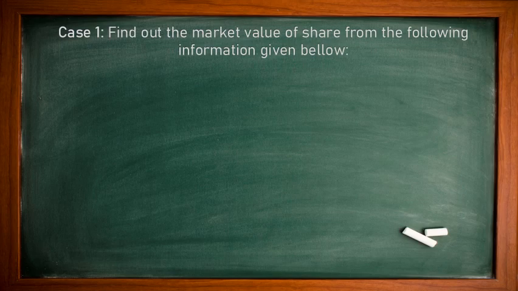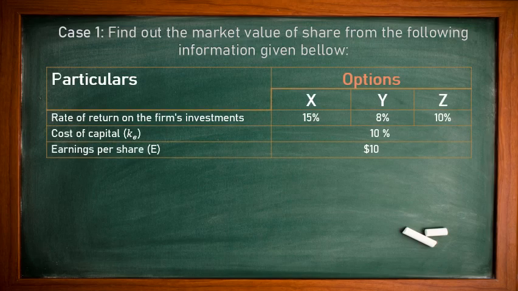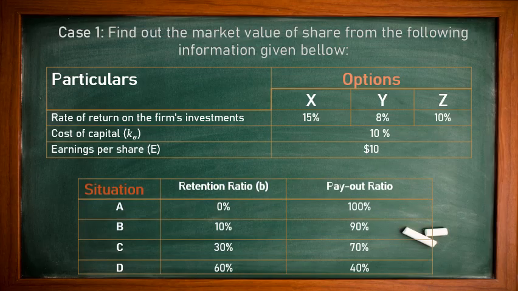Now we are going to discuss the Gordon formula, or Gordon model, with the help of a case. The first one: find out the market value of share from the following information given below. Particulars and options. Same as the Walter model, we are going to choose three options: option X, option Y, option Z. Rate of return on the firm's investment is X 15%, Y 8%, and Z 10%. Cost of capital is constant, that's 10%. Earning per share is $10.